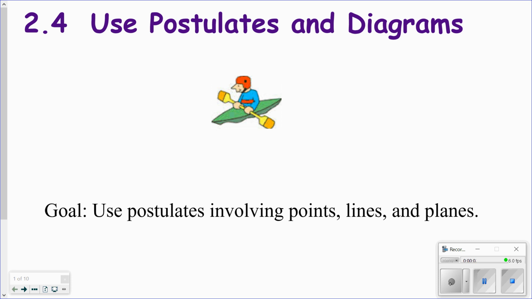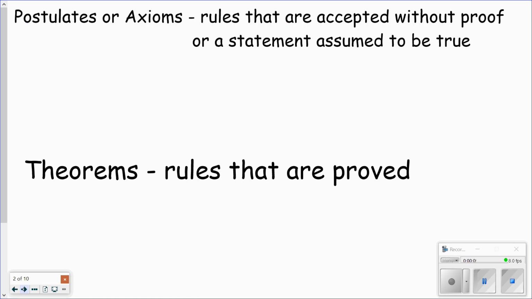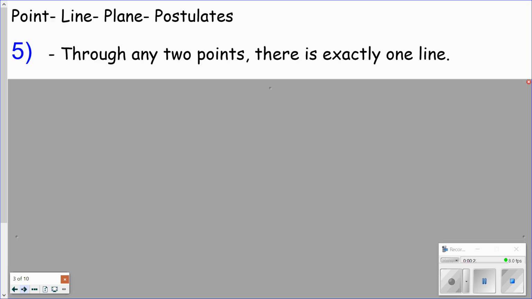Hi everyone, today we are going to start 2.4, which is use of postulates and diagrams. Postulates or axioms are rules that are accepted without proof, or statements assumed to be true. Theorems are rules that are proved. So we're going to start with our point, line, plane postulates.